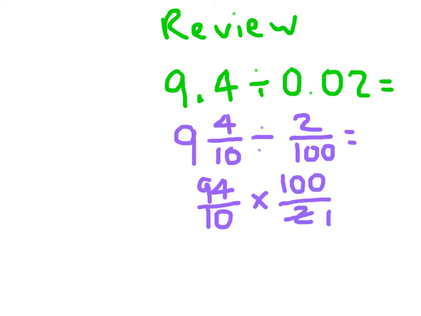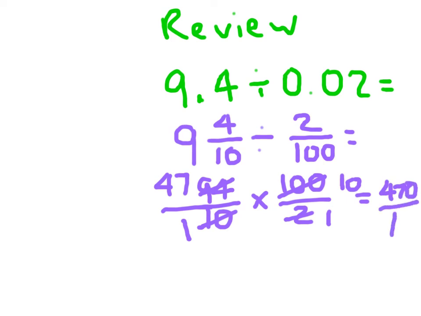2 becomes a 1, so the 94 can become 47. That's half of that there. 10 becomes a 1, so the 100 can become 10. And we have 470 once, which is just 470.